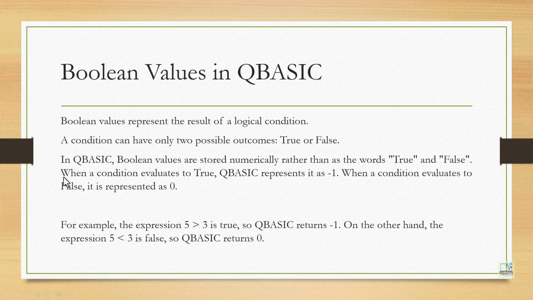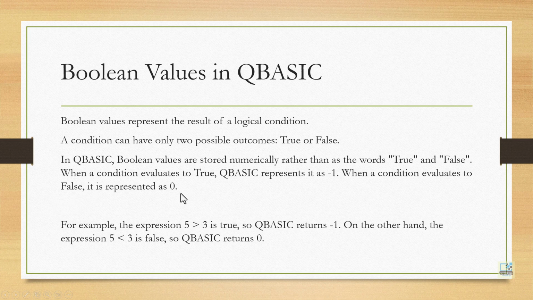But an interesting thing to note in QBASIC is that Boolean values are stored numerically, meaning Boolean values are not stored like true or false, okay? They are stored as numbers. So in QBASIC, when a condition is true, it evaluates to -1. That means true is equal to -1 in QBASIC. In other programming languages, when you store true in a Boolean variable, here we have -1 for that. It's in the form of a number that Boolean values are stored. So true is basically -1, and if a condition is false, it is basically 0.